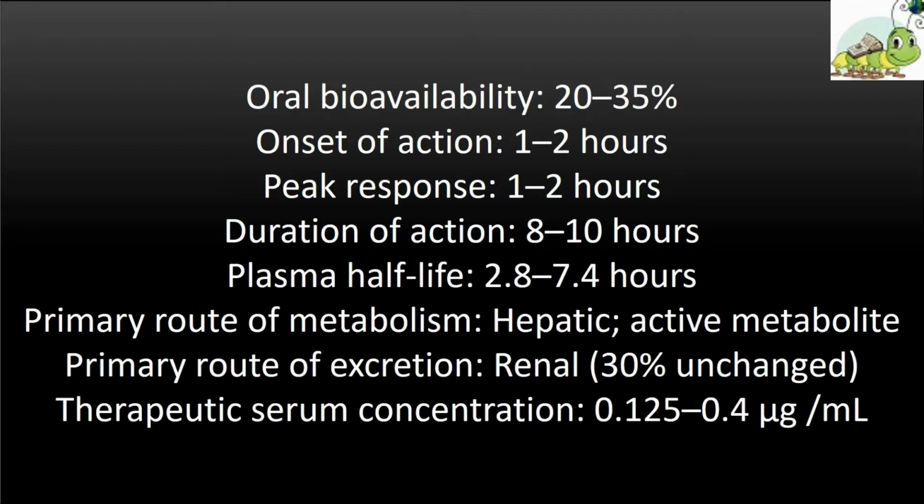Next, pharmacokinetics. The pharmacokinetic characteristics of verapamil and diltiazem: the oral bioavailability 20 to 35%, onset of action 1 to 2 hours, peak response 1 to 2 hours, duration of action 8 to 10 hours, plasma half-life 2.8 to 7.4 hours, primary route of metabolism hepatic with active metabolite, primary route of excretion renal 30%, therapeutic serum concentration 0.125 to 0.4 μg per ml.